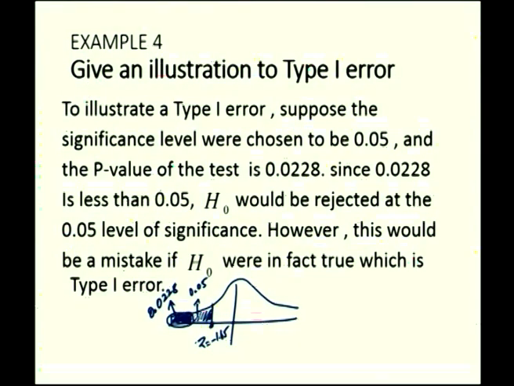Critical region means rejection region, therefore, H naught will be rejected automatically. When H naught is rejected when it is actually true, it is a mistake and it is called type 1 error. This is the illustration which we are giving for type 1 error. Since it leads to the rejection, there is always a chance.